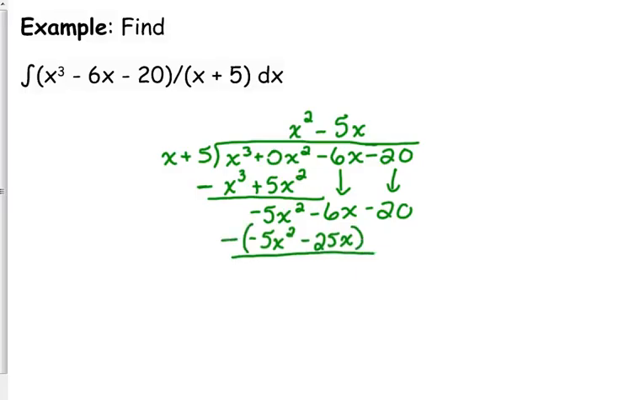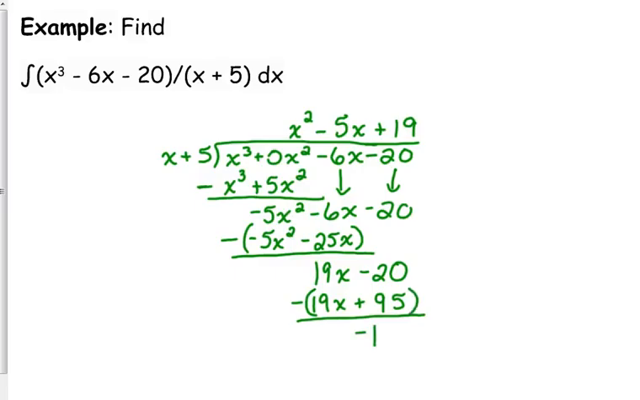Subtract. We've got negative 6 minus a negative 25, so that's adding 25. So 25 minus 6 is 19. Divide 19x by x, so that leaves us with 19. Multiply. 19x plus 19 times 5 is 95. Oh, yeah, 20 times 5 is 100. That would have been easier. Okay. Subtract. So that gives us negative 115 as our remainder. Negative 20 minus 95 is negative 115 as our remainder.